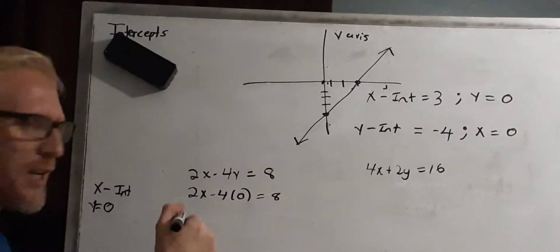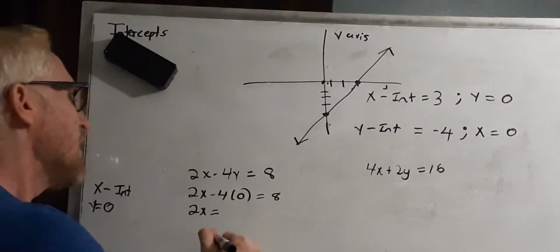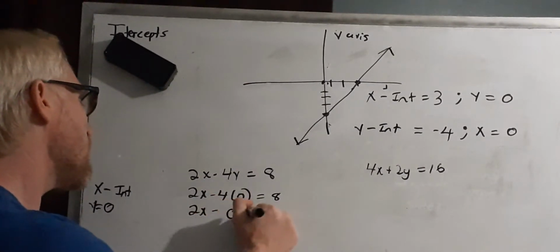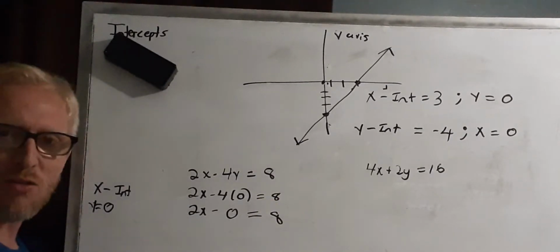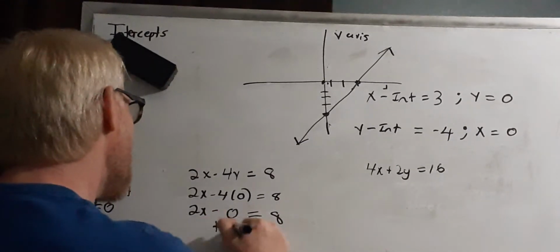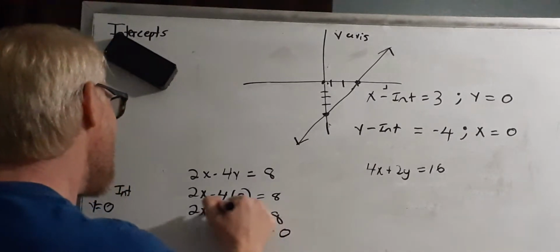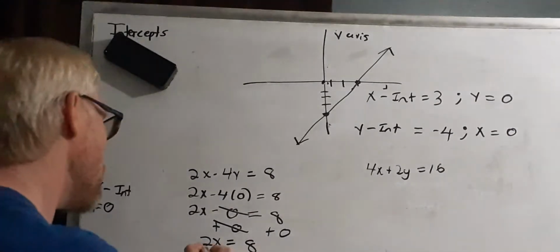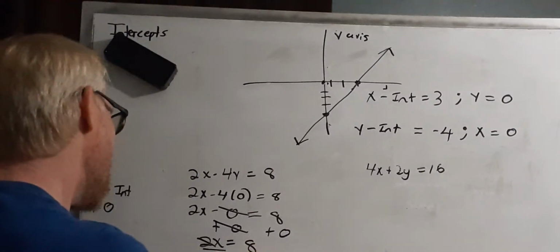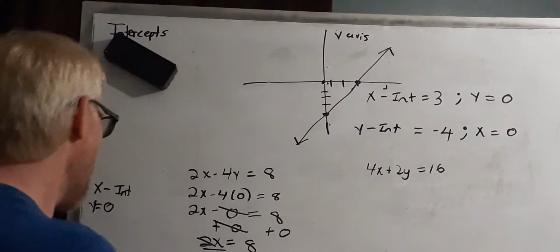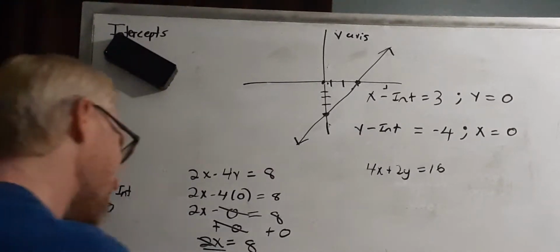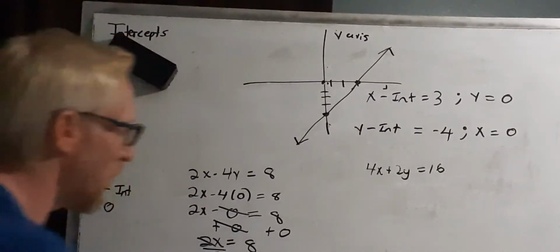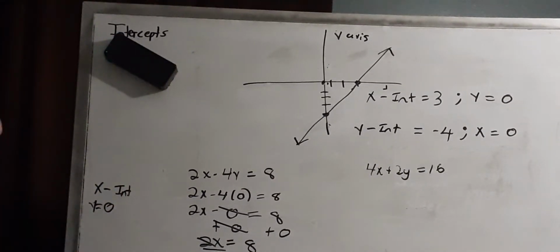So 2x stays the same, I don't do anything to it. And 4 times 0 is 0, so that would be minus 0 equals 8. What I'm going to do now to solve for x is add 0. And this cancels out, and 2x equals 8. And I divide by 2, and x equals 4. So in this case, my x-intercept equals 4. Okay?